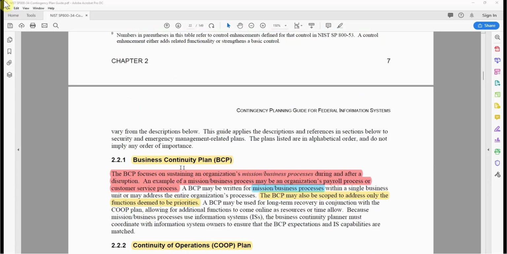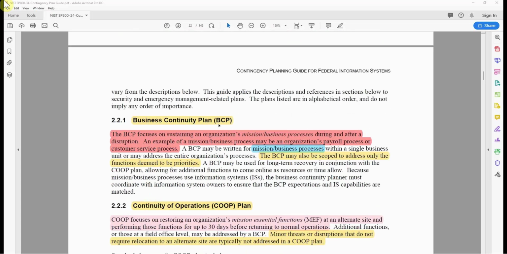These are the other plans that we're going to be looking at. Business Continuity Plan, the BCP. The Business Continuity Plan focuses on sustaining an organization's mission business processes during and after a disruption. An example of a mission business process may be an organization's payroll process or customer service process. A business continuity plan may be written for mission business processes within a single business unit or may address the entire organization's processes. The business continuity plan may also be scoped to address only the functions deemed to be priorities.